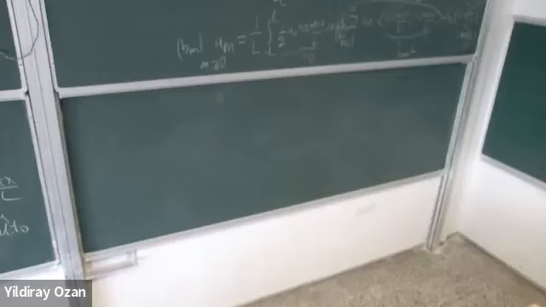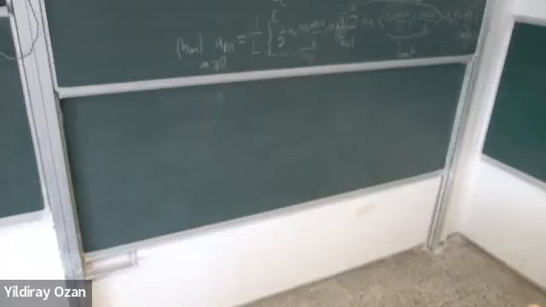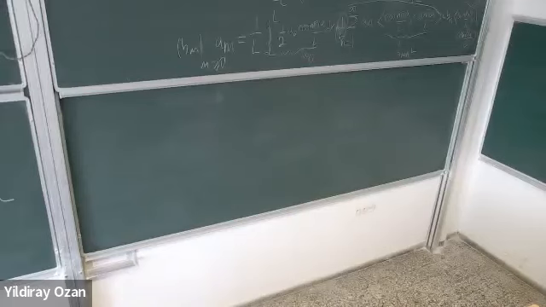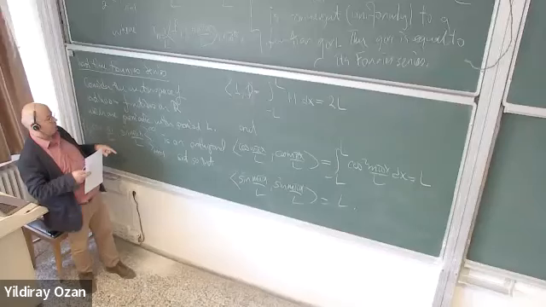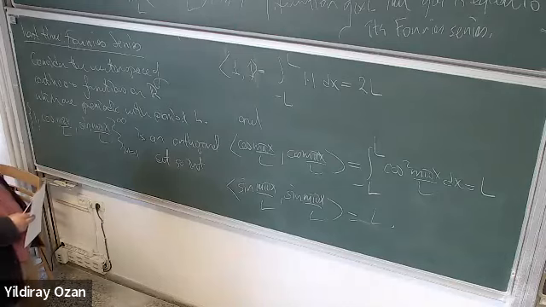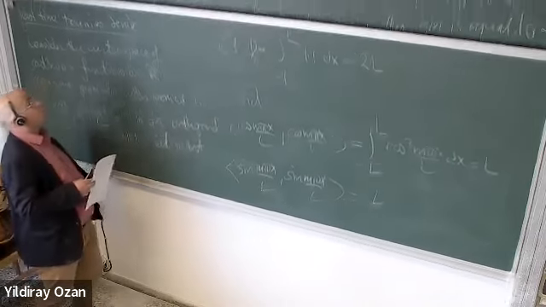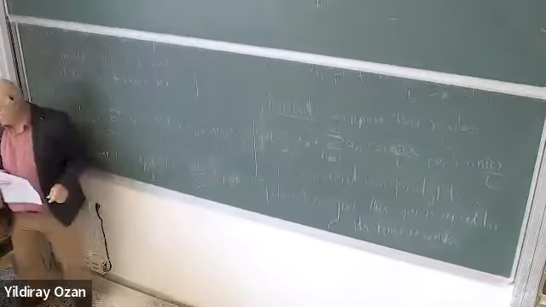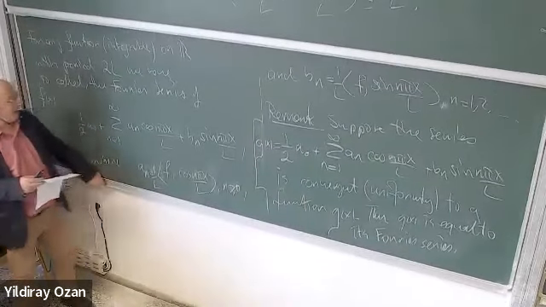Okay, so let me just go over all this real quick. So last time we defined Fourier series. We defined these functions, cosine and sine n pi x over L, and we saw that they form an orthogonal set. And we defined the so-called Fourier series of a function.